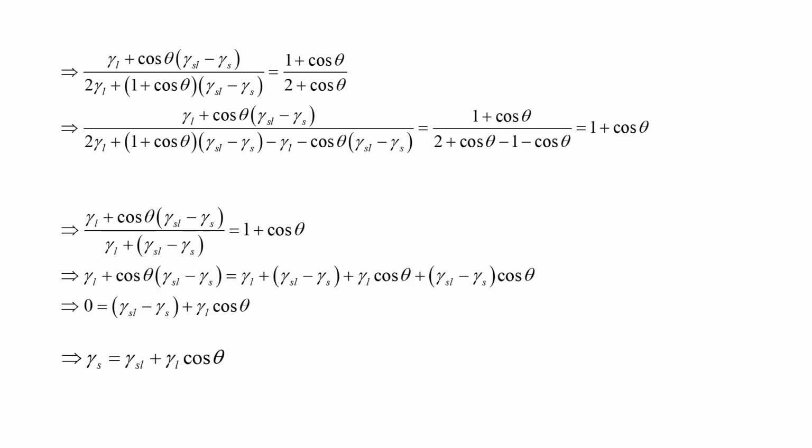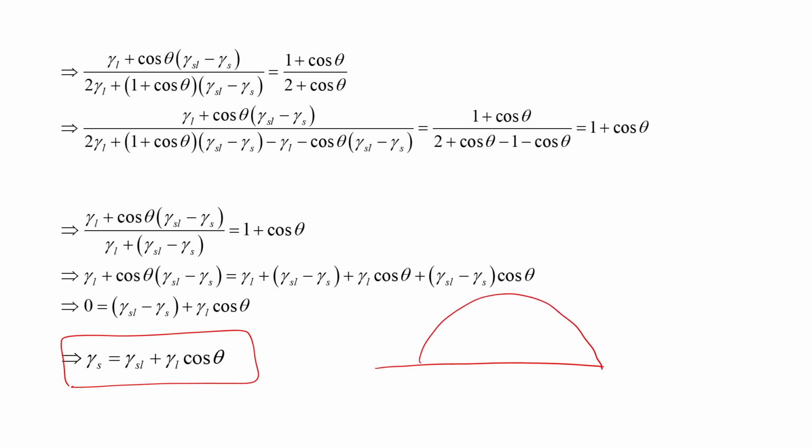And finally, after rearranging we will have this particular thing. We can easily get it like this. So, you can see that we have this liquid drop here, and this liquid drop forms a contact angle of theta, and here is the tangent. Here is gamma S, the solid surface energy, gamma SL, the interfacial energy, and gamma L, the liquid surface energy. So, we have a balance here: gamma S is equal to gamma SL plus gamma L cos theta.